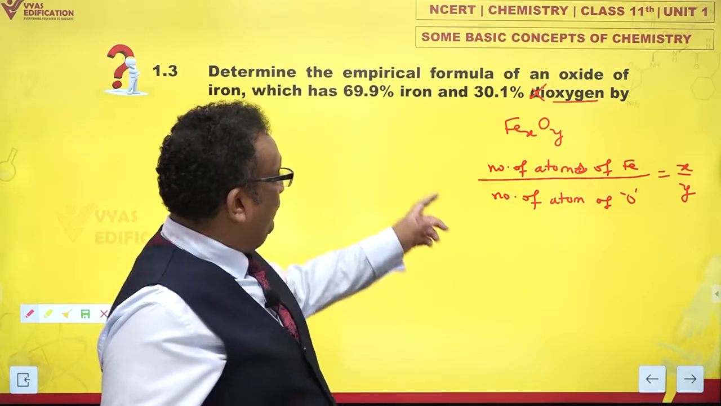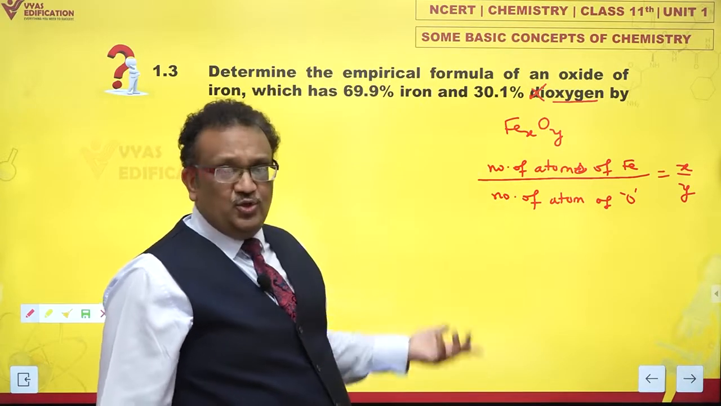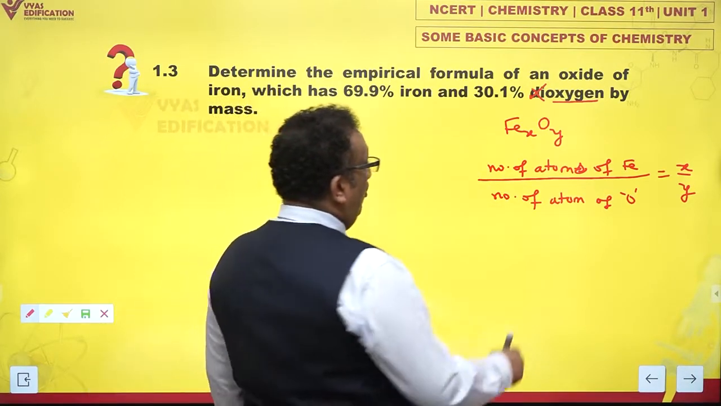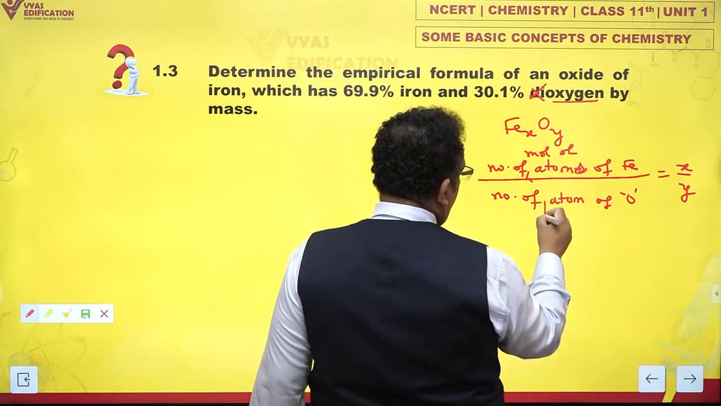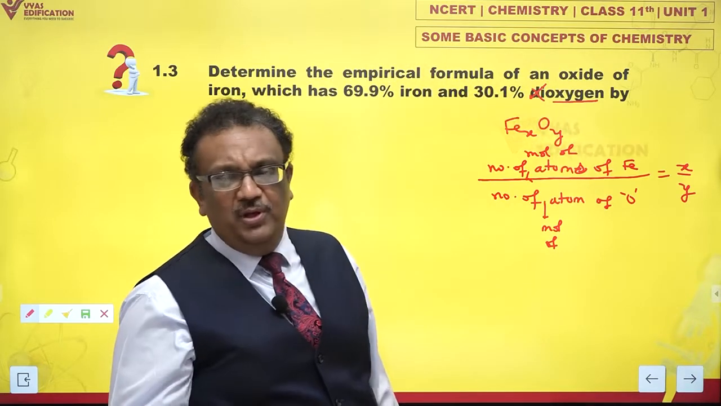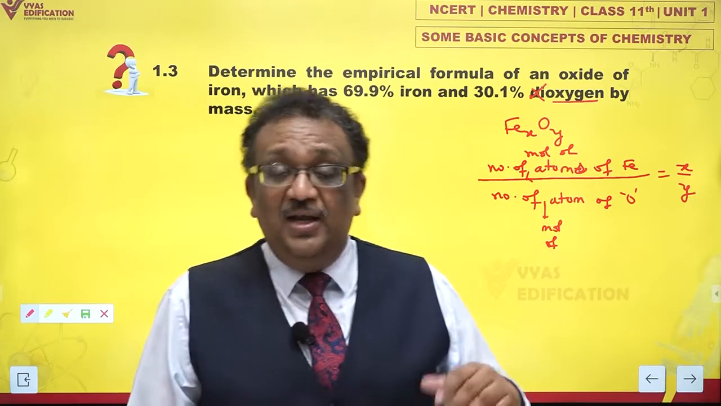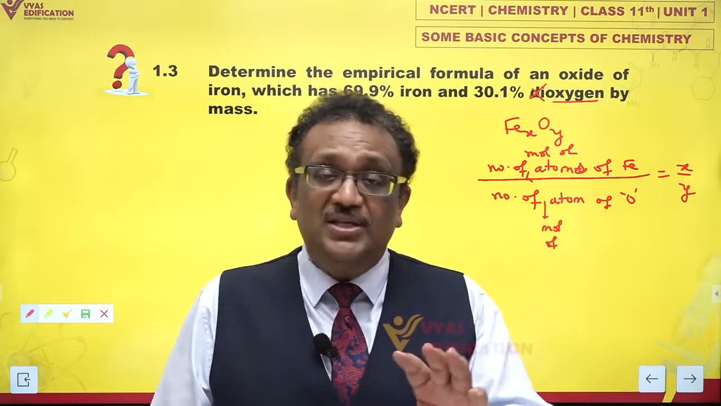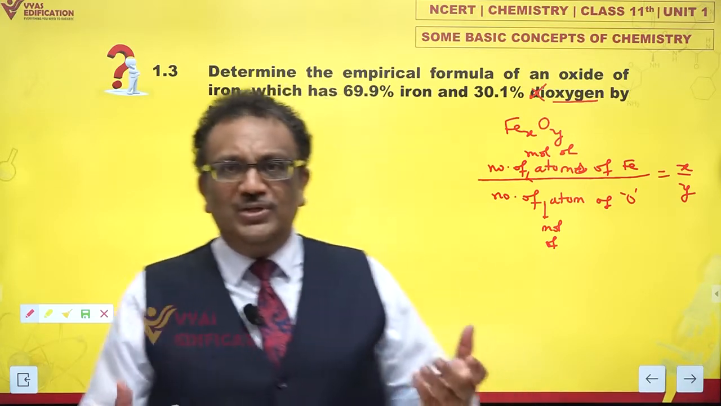So I'm just supposed to find the ratio of the number of atoms, which is actually the ratio of the number of moles of atoms also, because a mole indicates a bigger number, but a number only. If I find the number of moles of iron divided by the number of moles of oxygen in a given sample, I get the empirical formula. Can I find the number of moles? Of course I can. How?